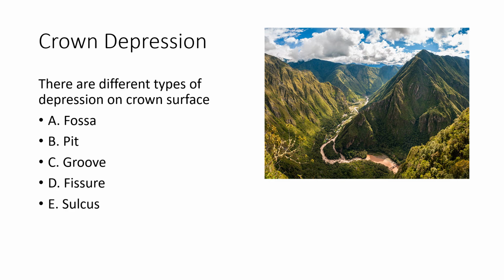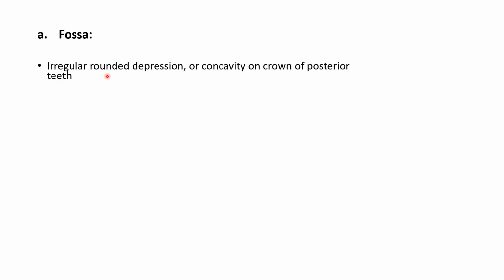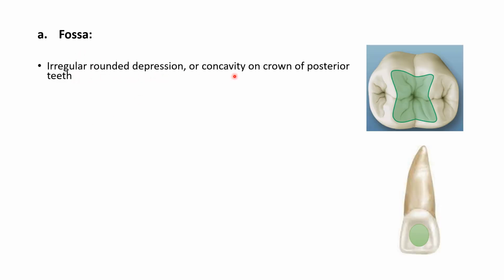Now coming to the crown depressions. These depressions are the valleys present on the occlusal table or maybe on the lingual surface of the tooth. There are different types of depressions on the crown surface: fossa, pit, groove, fissure and sulcus. We'll come to know them one by one. What is a fossa? A fossa is an irregular rounded depression or a concavity on the crown of the posterior teeth.